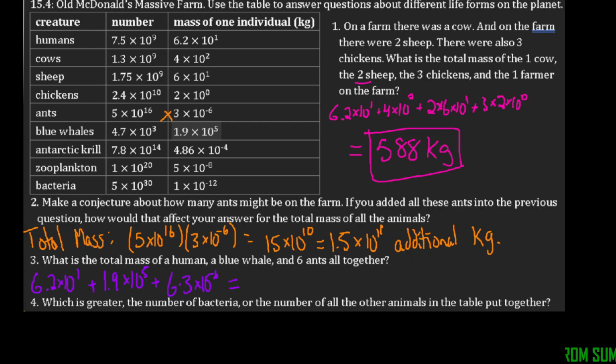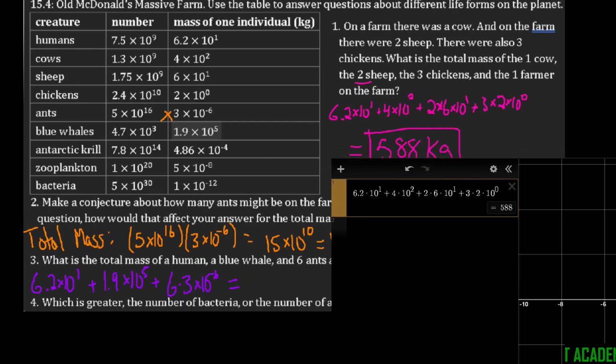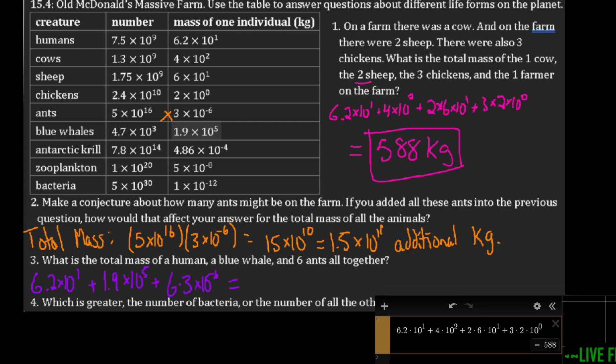So that equals, let me share screen again, and let's move it to, say, like here, and let me type this in. So that first one we can keep because we have the human weight in kilograms. Then we have plus 1.9 times 10 to the exponent of 5. Then we have plus the 6 times 3 times 10 to the exponent of negative 6 for all those ants. So yeah, this weird looking decimal, but that's what we're going to say is going to be our weight. So just make sure that you're multiplying those carefully and adding them together.